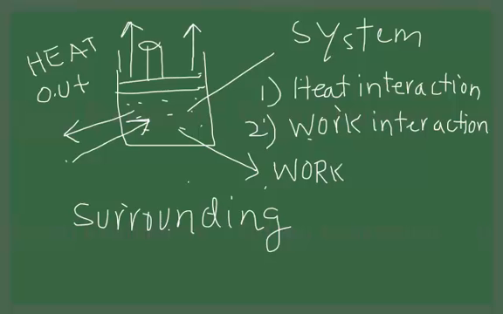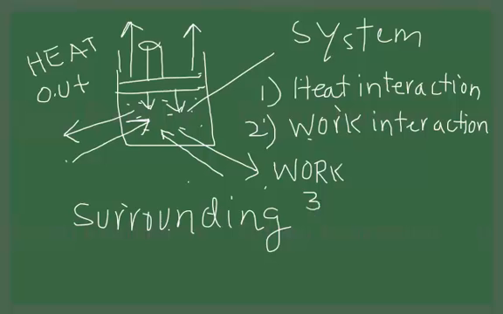Similarly, if work is done by the surrounding on the system, it means that if this piston moves downwards and the volume of the system decreases, then we'll say that work is done by the surrounding on the system. So work can be done in either way. Either the system can perform work on the surrounding, or the surrounding can perform work on the system. So this is the second type of interaction we can have between system and surrounding.